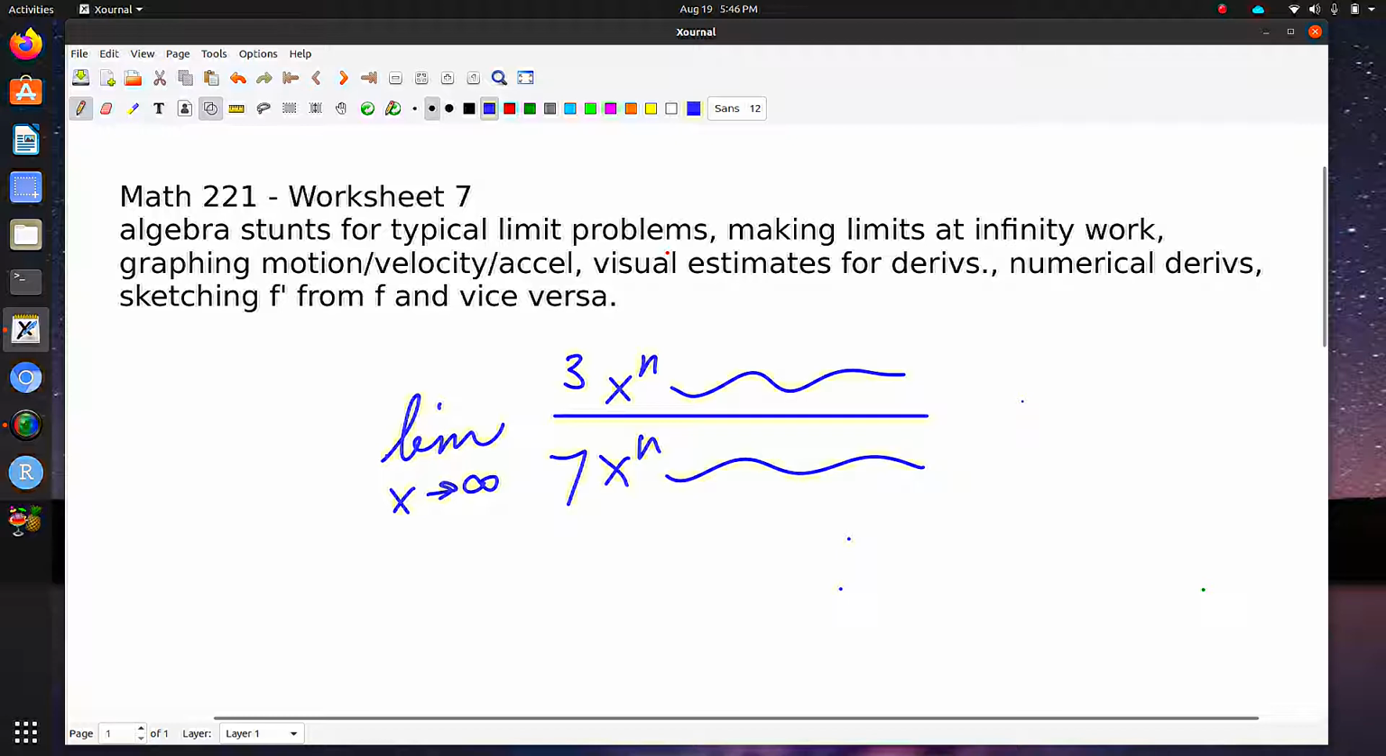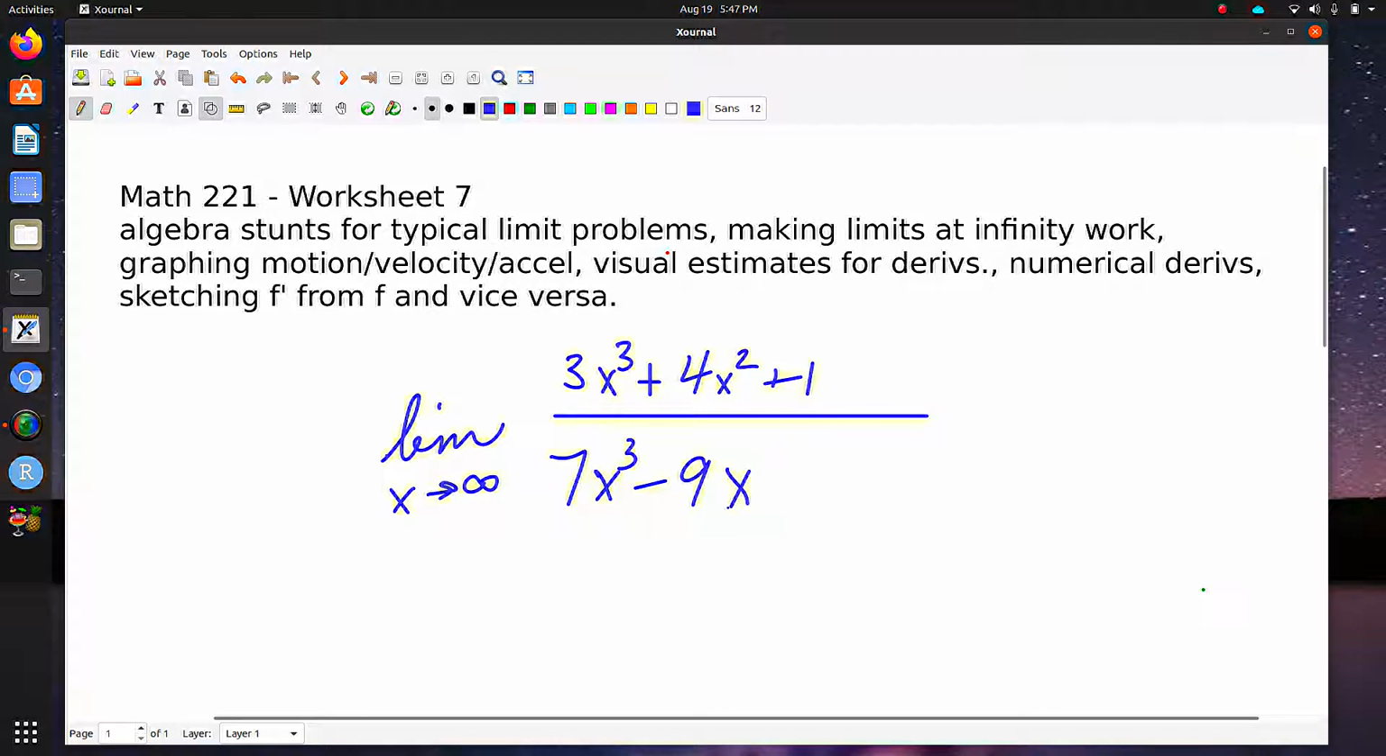One of the cute ways to prove that, let me just do one out for you, is to say something like, let's say we have 3x cubed plus 4x squared plus 1 over 7x cubed minus 9x, something like that. What you can do is go ahead and divide everything by x cubed on top and bottom. And so then what you do is these things go away entirely and all these things turn into fractions.